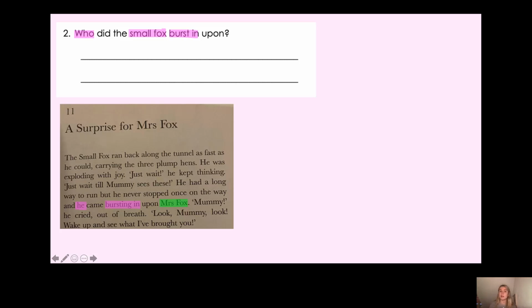Okay, so now I'm going to leave you to complete question 2, and then there are also some other questions, and you'll find these on your resource, Year 2 Reading, 26th of February, Resource 2.